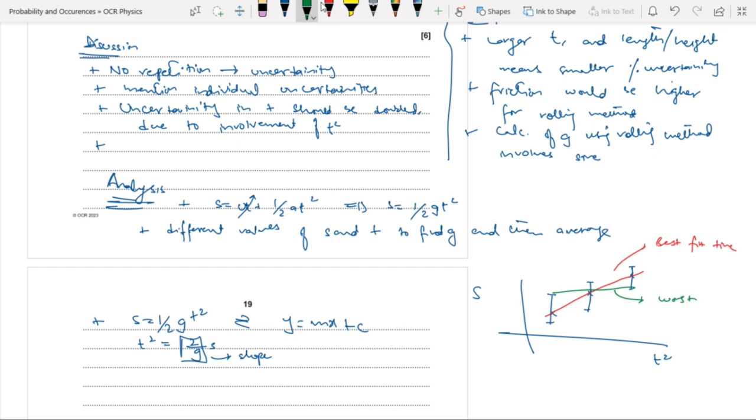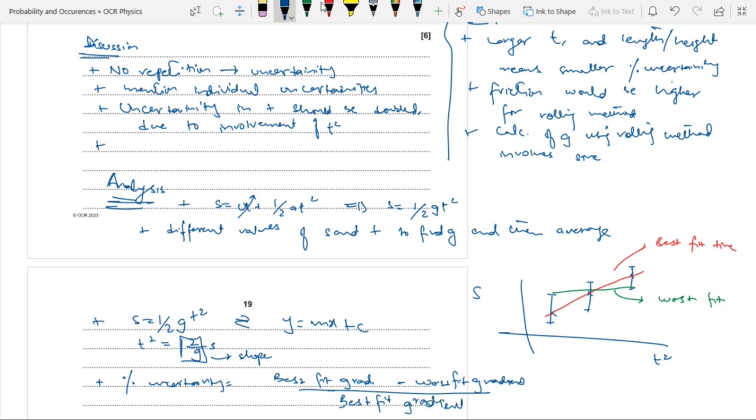When the slope of the best fit and worst fit line has been found, then the percentage uncertainty can be found as best fit gradient minus the worst fit gradient, divided by the best fit gradient, multiplied by 100. So that's how you're going to go about the analysis section.